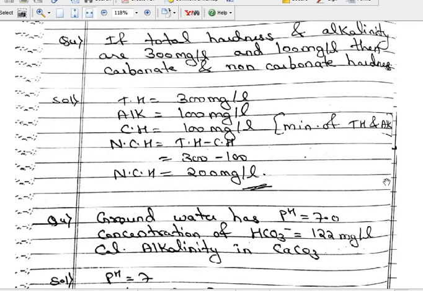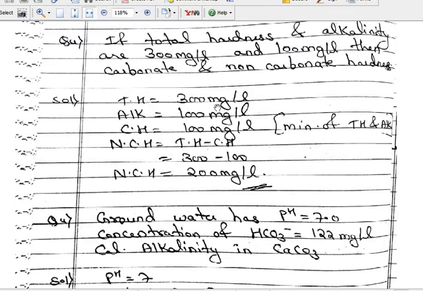So that was one special case. Next is, if total hardness and alkalinity are 300 mg per liter and 100 mg per liter, then what is the carbonate and non-carbonate hardness? So total hardness is given and alkalinity is given. Total hardness is 300 mg per liter and alkalinity is 100 mg per liter. So what is the carbonate and non-carbonate hardness?